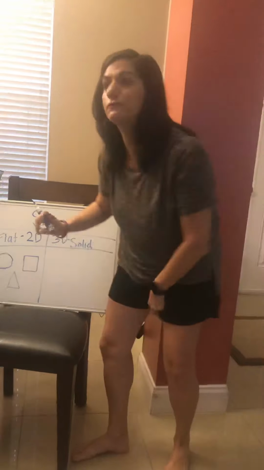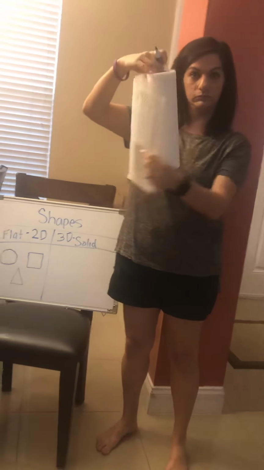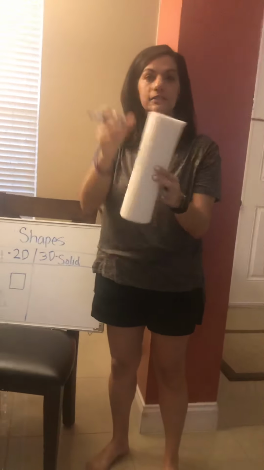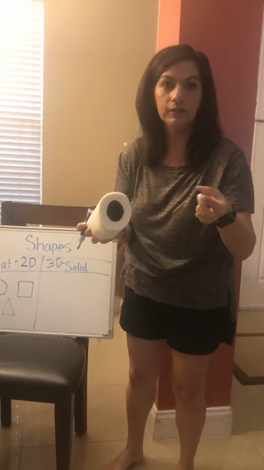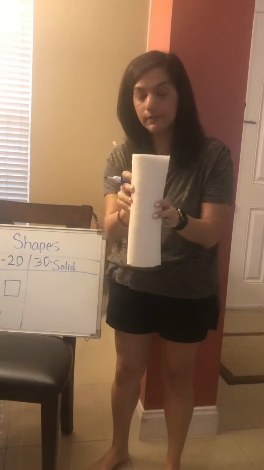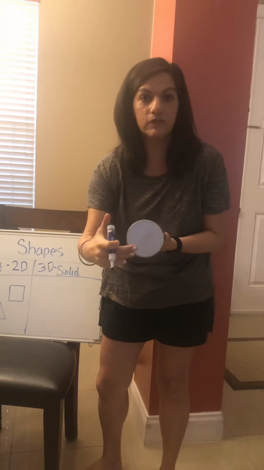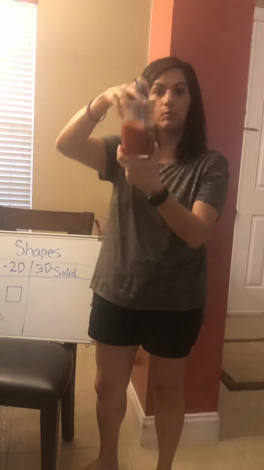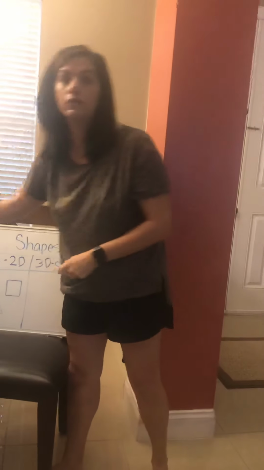I have some examples for you from my home. Here's my paper towels that we use for cleaning. This is a 3D shape, okay? The top, just this part of it, is a circle, but if you look at the whole thing, it's a 3D shape. We call this a cylinder. Same thing with my candle. The top part of it, the edge of it, is just a circle, which is a 2D shape. But when you look at the whole thing, it pops up at you, okay? So this is also a cylinder. It's a 3D shape or a solid figure.